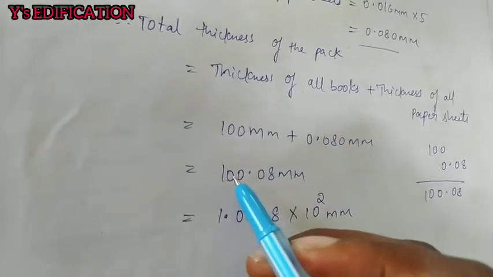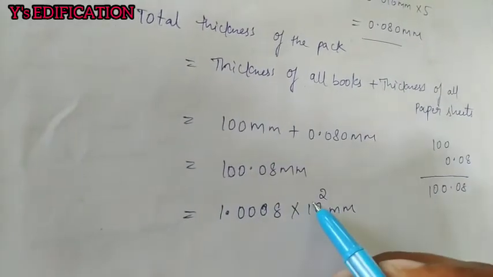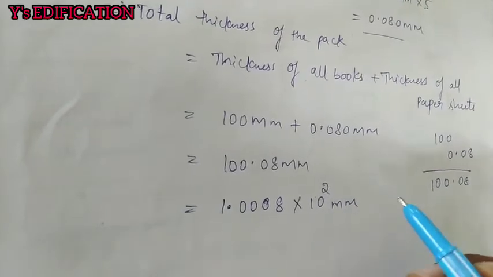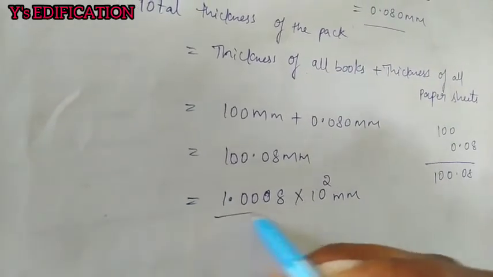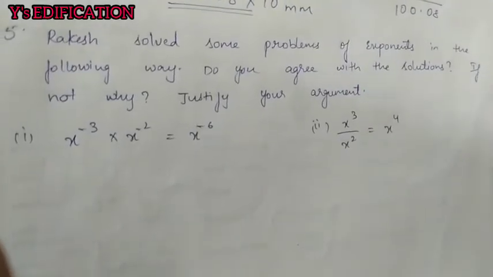Okay. Just I am going to change these two to the decimal side. So 10 power 2 mm. So the answer is 1.008 into 10 square millimeters. So this is the total thickness of the pack. Coming to the next problem.